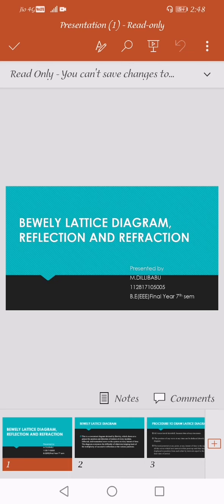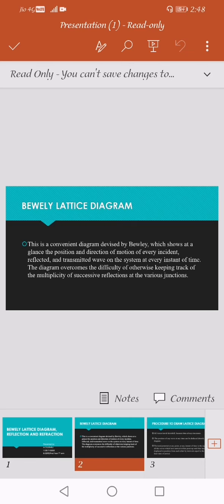Today my topic is Bewley lattice diagram, reflection and refraction. Bewley lattice diagram: this is a convenient diagram devised by Bewley, which shows at a glance the position and direction of motion of every incident, reflected and transmitted wave on the system at every instant of time. The diagram overcomes the difficulty of otherwise keeping track of the multiplicity of successive reflections at the various junctions.